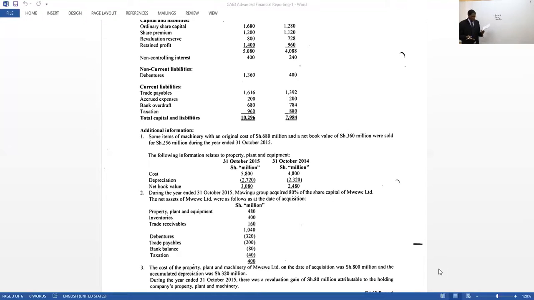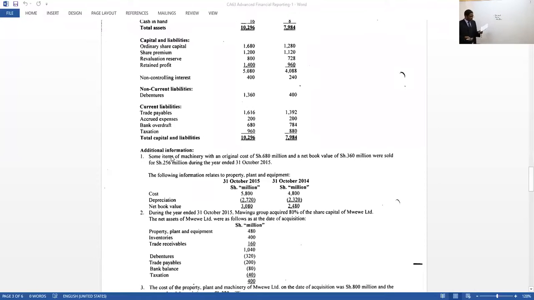From note number one, we were told some machinery whose original cost was 680 million with a net book value of 360 was sold for 256 million. So now, from that note, I already know the net book value of the disposed asset.